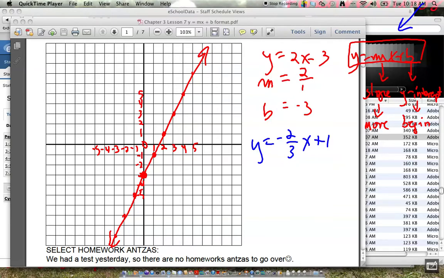What does m stand for? Slope. And it's how you move. What does b stand for? Y-intercept. And it's where you begin. So let's look at this new equation in blue.